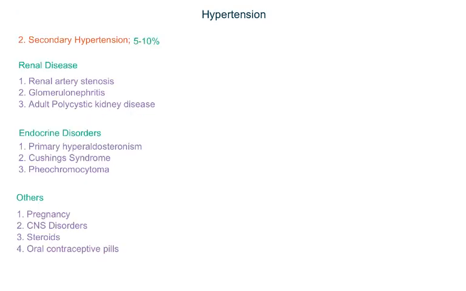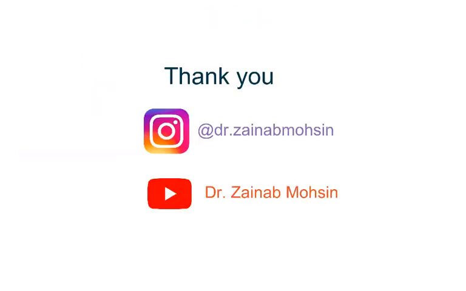In around 5 to 10% of cases, we do know the cause of hypertension. That's termed as secondary hypertension. It's usually due to renal disease or some endocrine disorders. It can also occur in pregnancy, or some drugs like steroids and OCPs also raise your blood pressure. But we'll discuss these in depth in another video. That's it for now. We will discuss primary hypertension in detail in the next lecture.